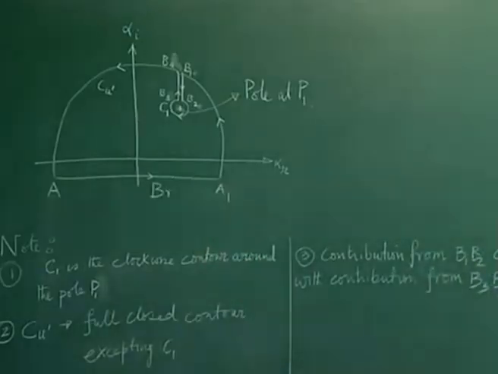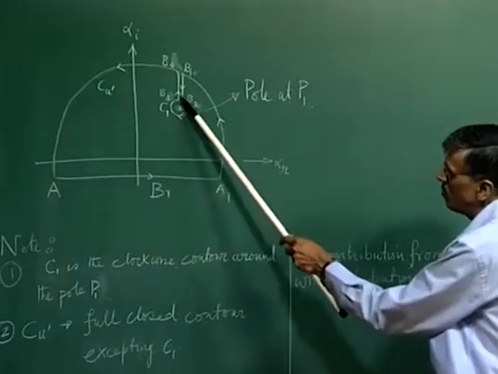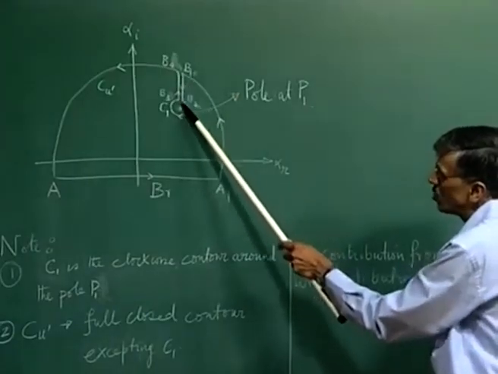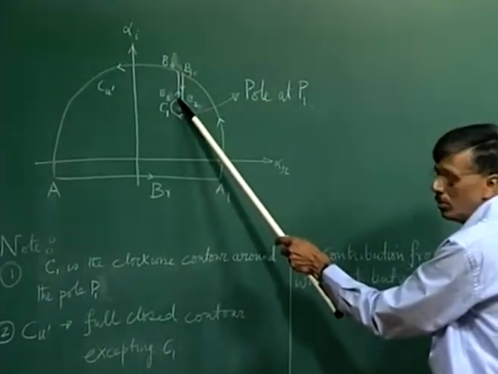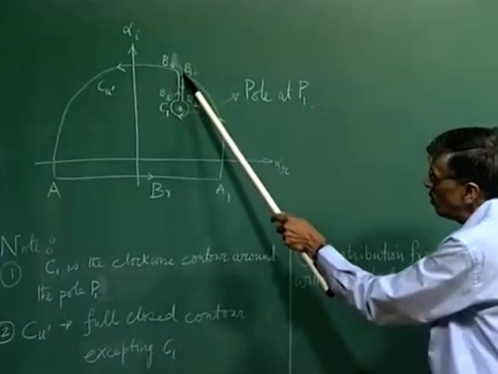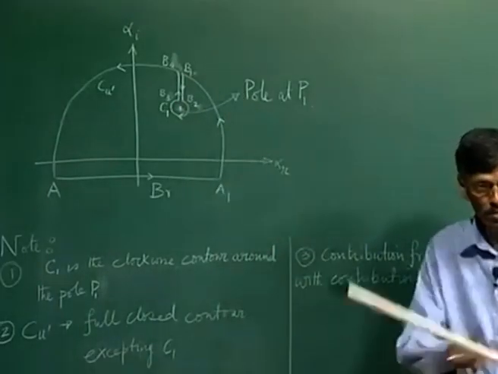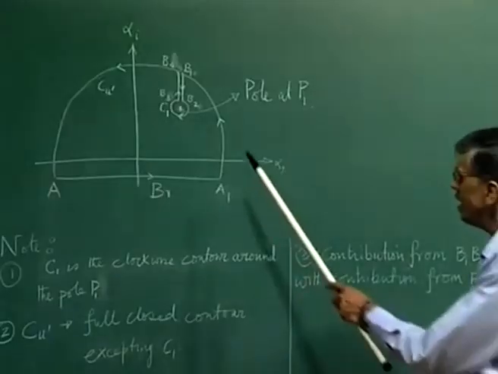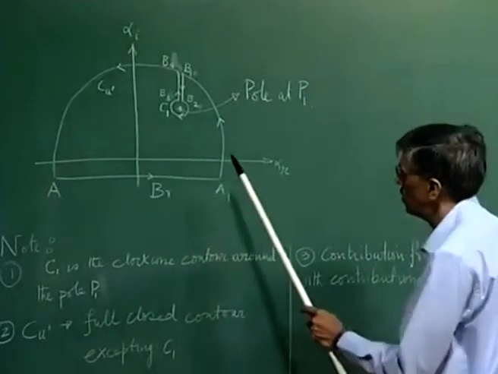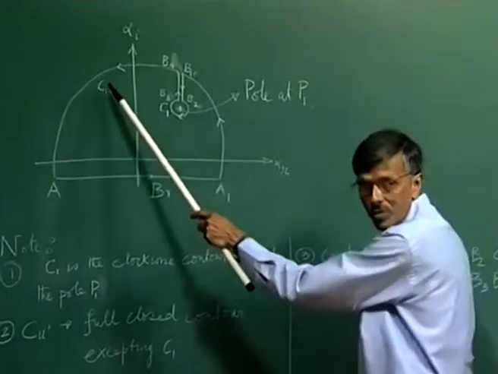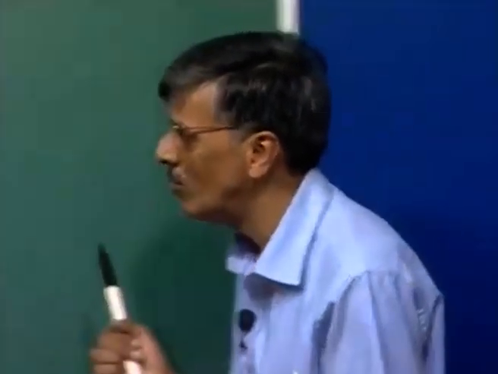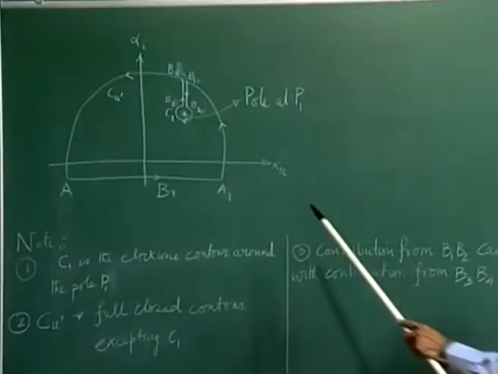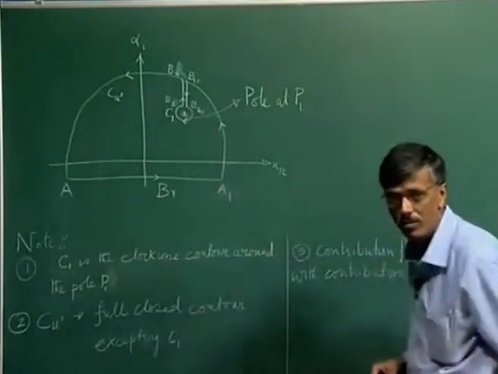The other thing is also, you notice that this is kind of a mathematical indenting. So, the contribution from B 1, B 2 will cancel that from B 3, B 4, because on B 1, B 2 you are going down, on B 3, B 4 you are going up. So, they will cancel each other. So, basically then the whole contour would consist of the contribution coming from C u prime and C 1. Okay. So, this is how we do it, and one more thing is that the contribution coming from this semicircle would go to 0.